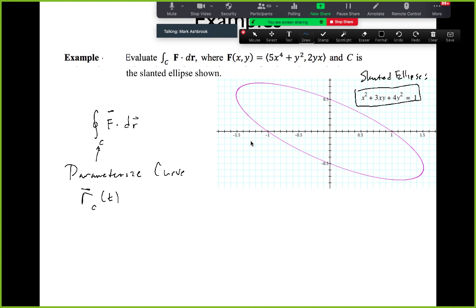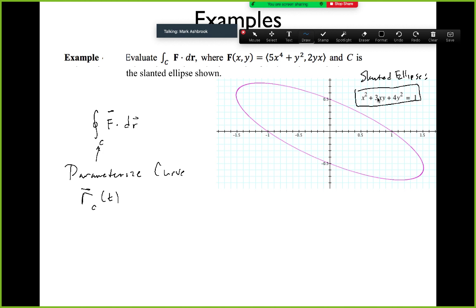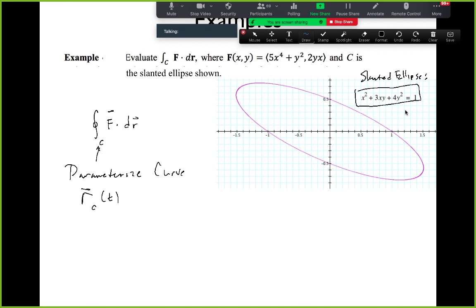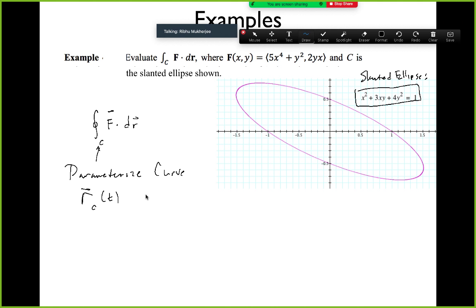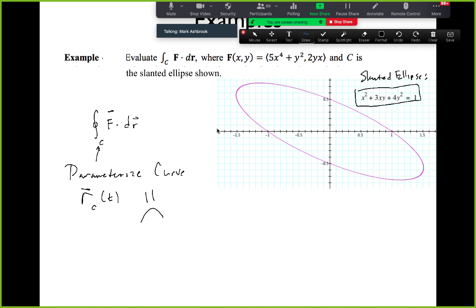How about that? Slanted ellipse, according to this equation: x squared plus 3xy plus 4y squared. No, I don't want to. Bad. This might take some computer system, or this might be like a group project, or something like that. All right, so we have another choice, maybe.